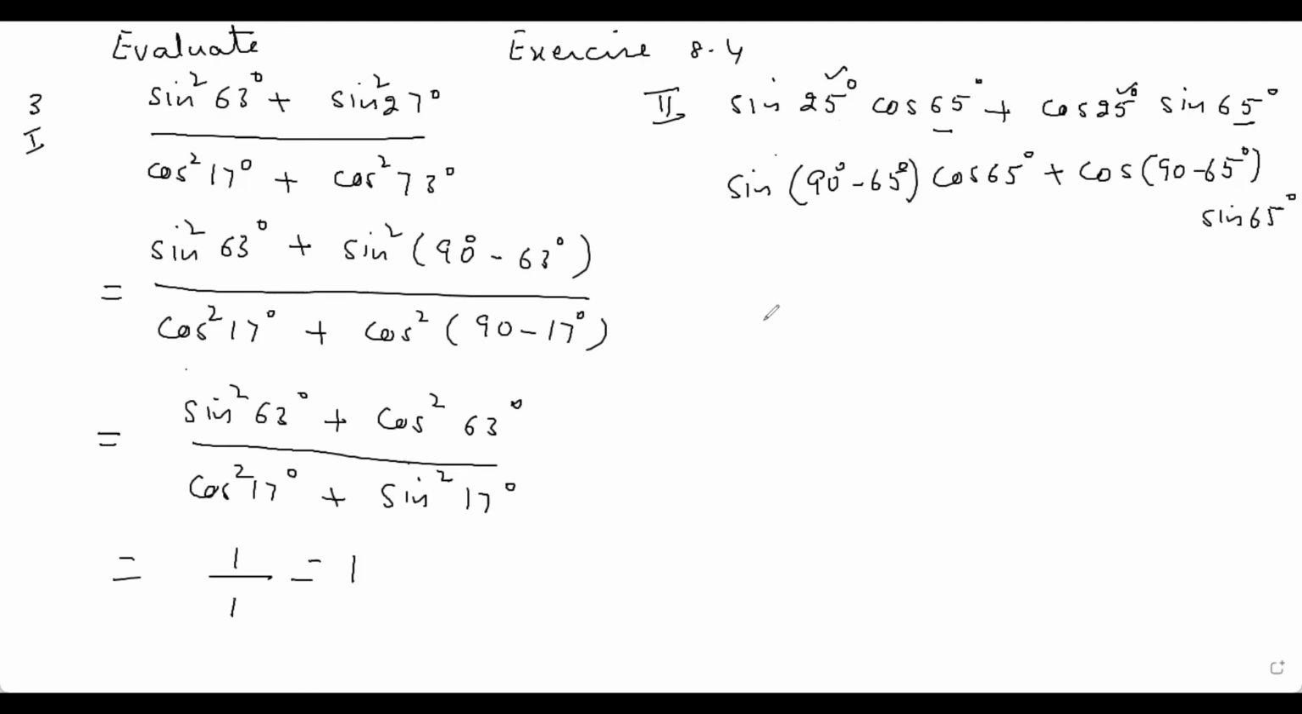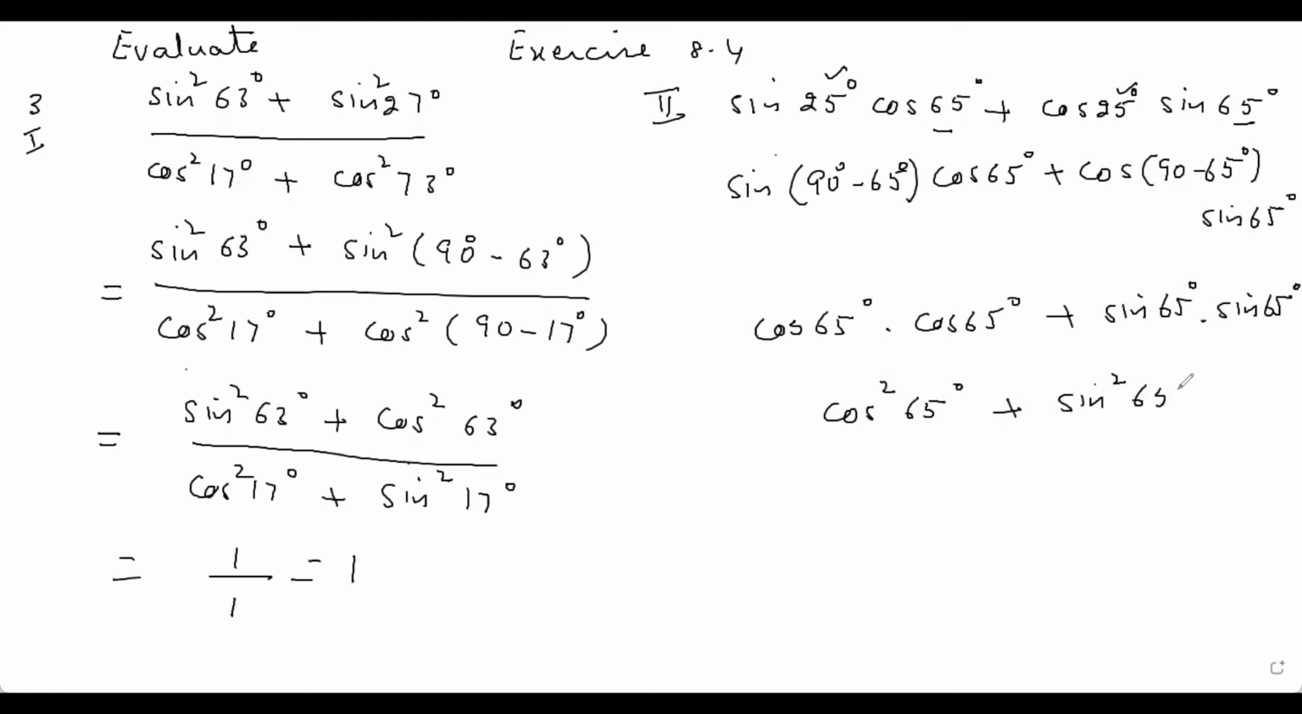Now this is cos 65 into cos 65 plus sin 65 into sin 65. This is cos² 65 degree plus sin² 65 degree. That is 1. So be careful here. Either change 25 degree, or change 65 degree and 65 degree.